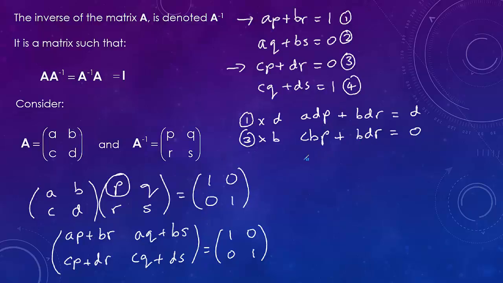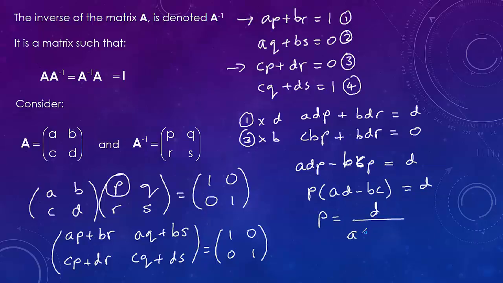So subtracting gives me ADP minus CBP. Probably should put those the other way around. Let's make it BC, so they're in alphabetical order, is equal to D. So factorizing out the P, we get AD minus BC is equal to D, and therefore P is equal to D divided by AD minus BC.